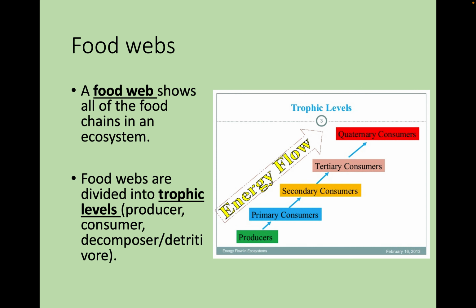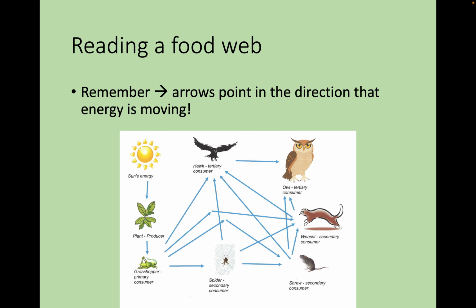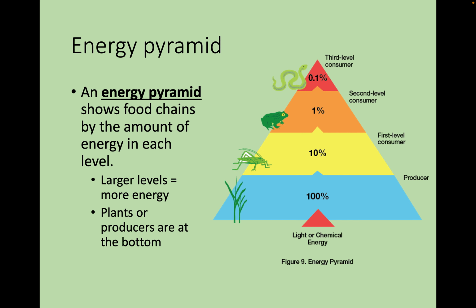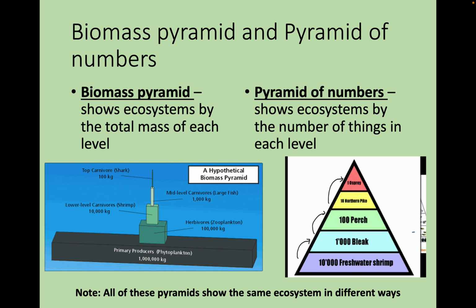That's it. So you will see more pictures of food webs. You should know how to read a food web as compared to a food chain, which we have practiced a little bit, and we're going to practice some more. And you should generally have an idea of what these pyramids are talking about. Energy pyramid, talking about energy. Biomass pyramid, talking about mass. By the way, secret word, biomass. Pyramid of numbers, talking about the actual numbers of things at each level.